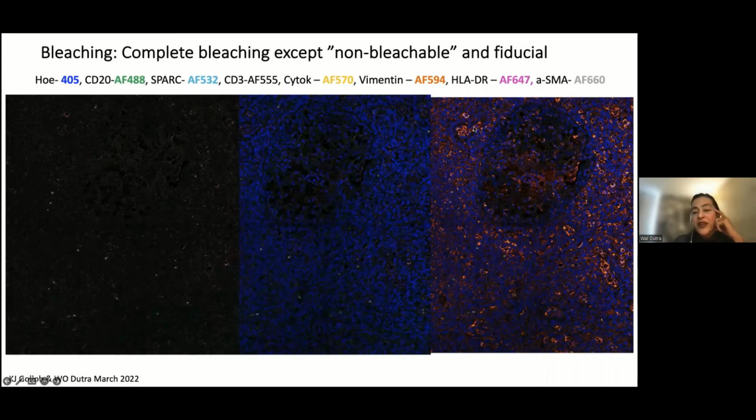And here is to show you that some of the fluorochromes, as I mentioned before, are not bleachable. So you should never put them in your first cycle because you're never going to be able to get rid of them. For example, Alexa Fluor 594 is not bleachable. You cannot use it for your first cycle unless you're not going to use that channel again, right? So it's very important to do this bleaching properly.